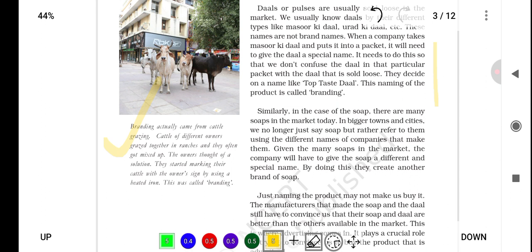So what is this chapter all about? Dals and soap are often sold loose in the market, but they are not brand names. Companies create a special name for their products to avoid confusion. Advertising helps manufacturers convince consumers that their products are better than others. Brand values are used to differentiate a product from others, such as treating guests well or providing nutritious food. Advertisements are a powerful source of influence in our social and cultural life, and understanding how they work is essential for customers.